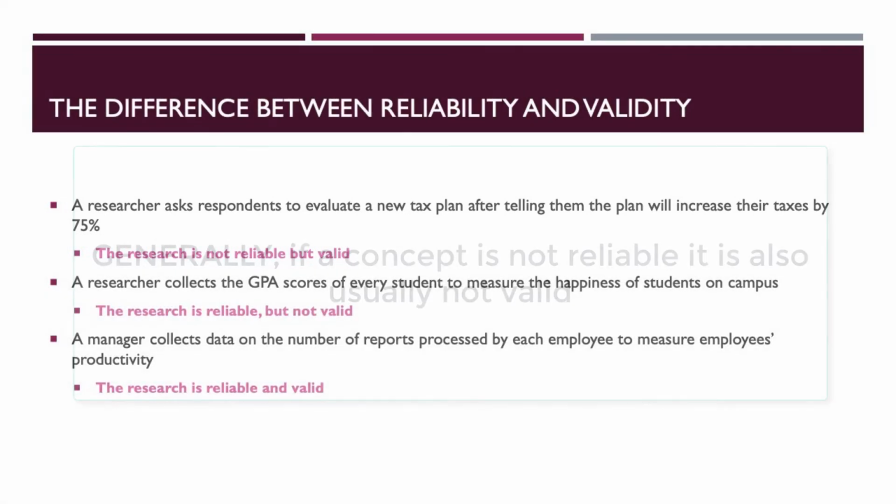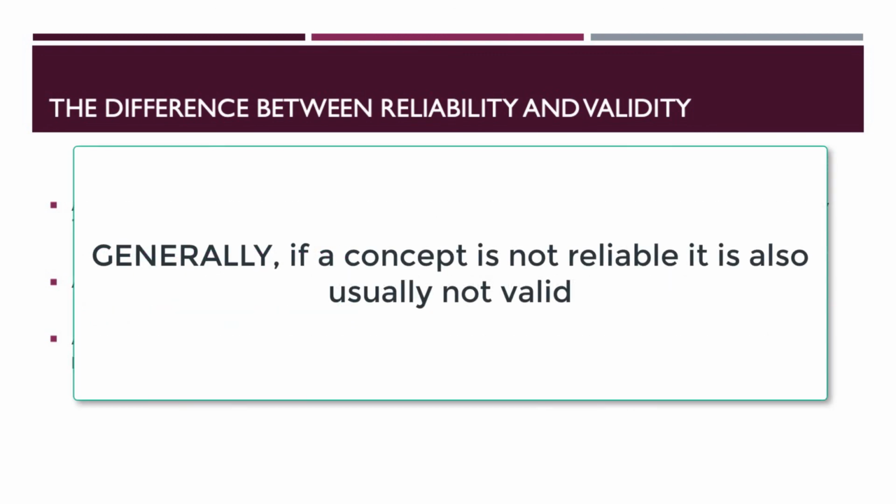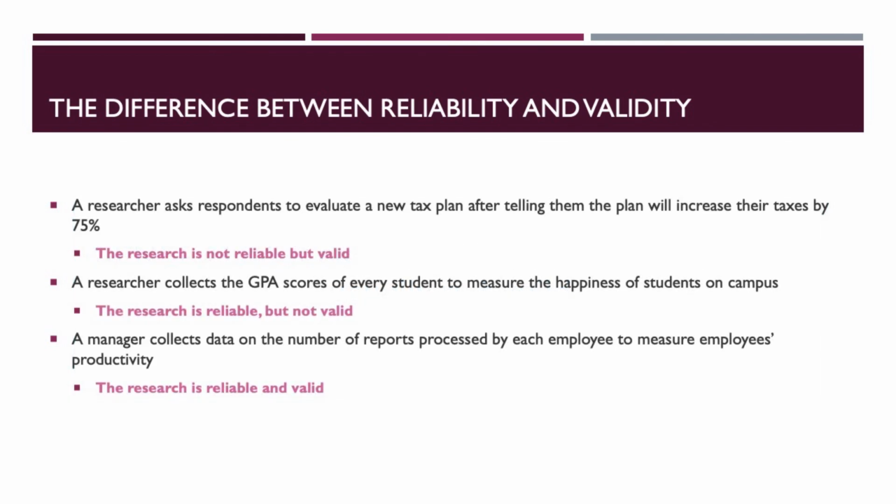Generally speaking, if a measure is not reliable, it's not consistent, that generally means that it is also not valid. But there are some cases in which we could conceptualize a measurement to be not reliable, but valid. It's a little tricky, but this was just to illustrate the example. In most cases, if a measurement is not reliable, it is almost certainly not valid as well. Let's go to another example.